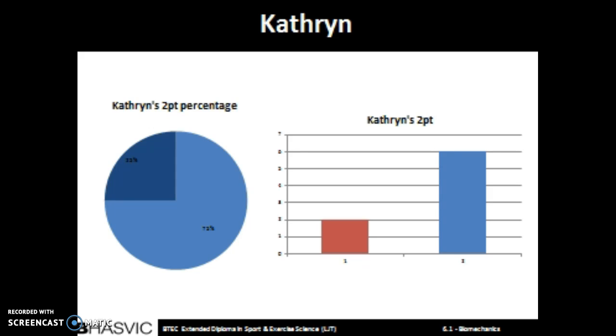On this next slide, we can see your data, looking at your 2-point percentage of success and unsuccessful. So out of the 8 shots that you took in the game, you had 2 successful shots, so this could be a skill that we can look to improve as a forward.